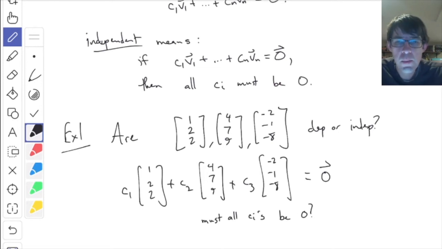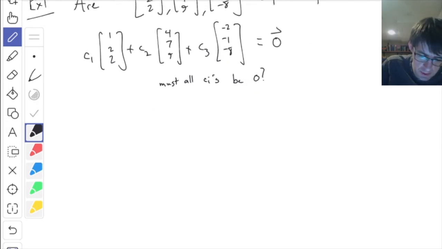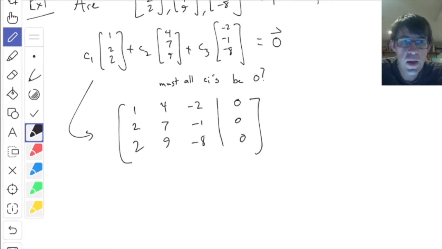This is the question. But we can answer that just by doing a matrix elimination, right? This linear combination adding up to 0 is the same as this matrix: 1, 2, 2, 4, 7, 9, minus 2, minus 1, minus 8, with zeros on the right side. Zeros on the right side because it's all adding up to the 0 vector.